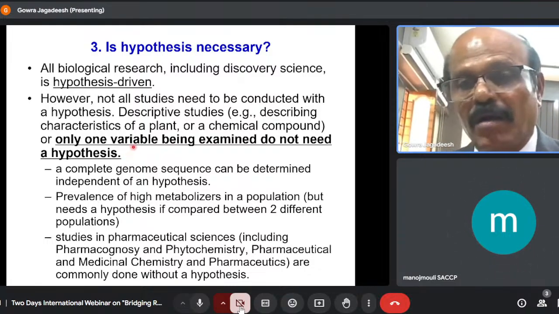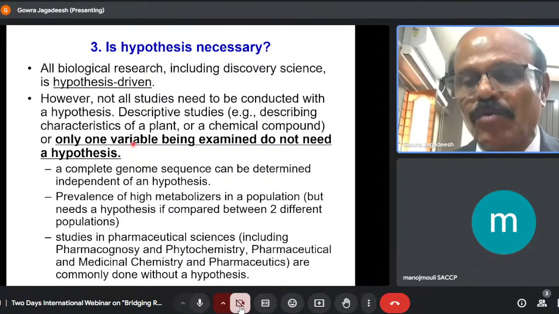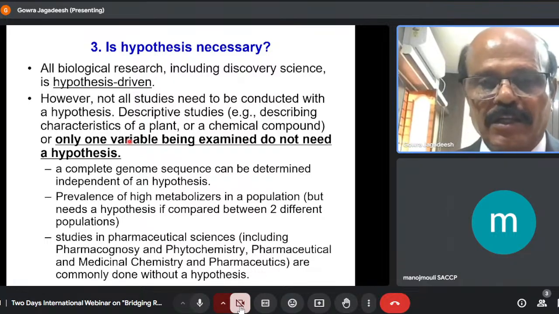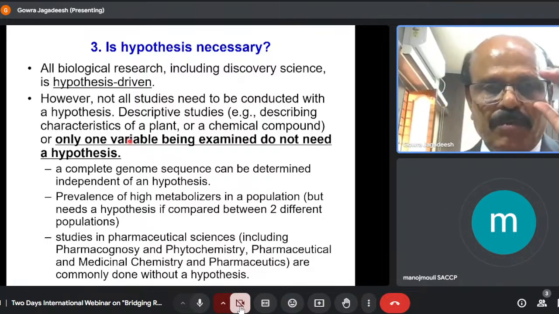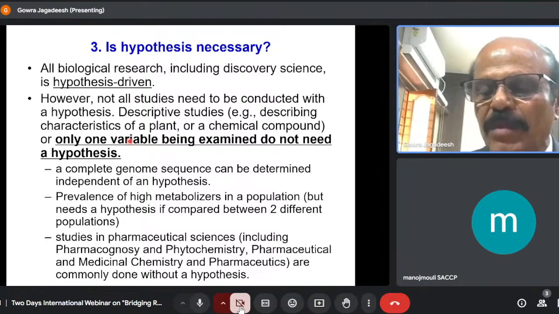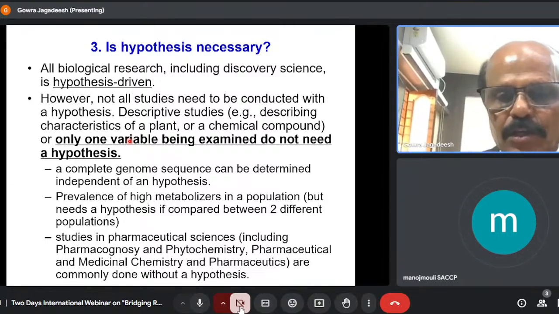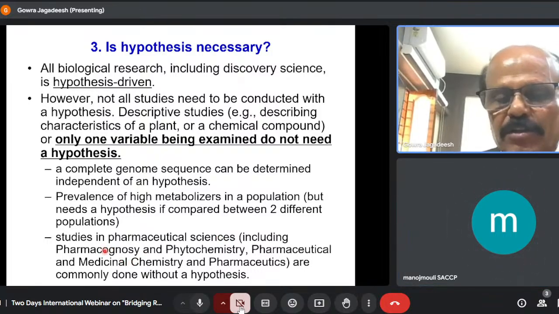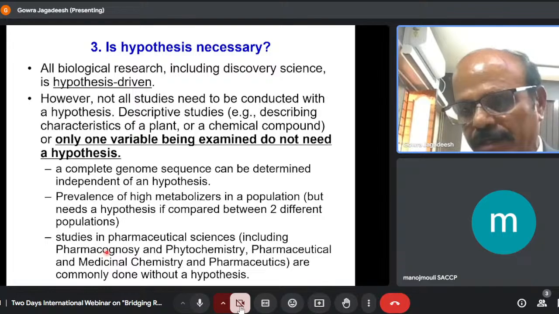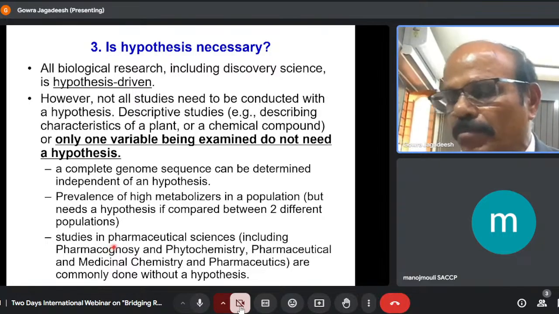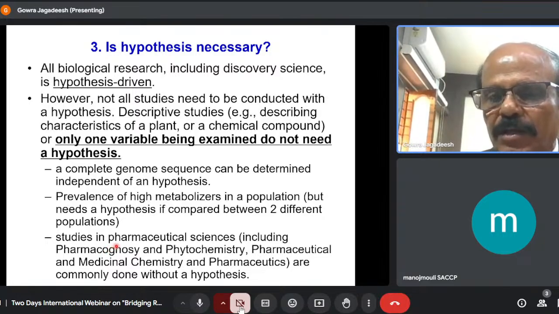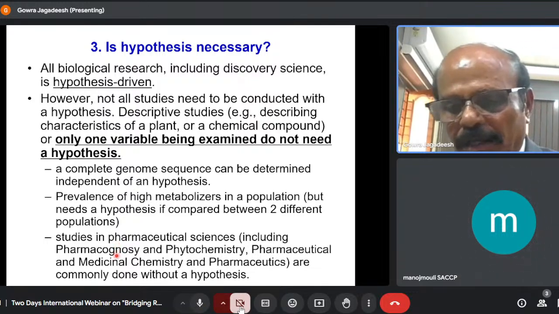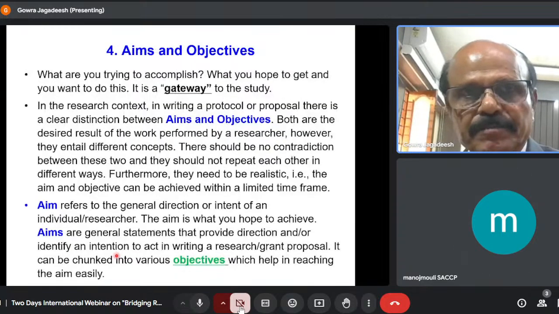If you want to compare among all the 5 groups for some activity, you need a hypothesis saying that compound number 2 or compound number 5 is better than 1 or 2, or the reference compound. But just synthesis of a molecule, an NCE, you don't need it. Same thing with the people who are doing pure pharmacognosy of a plant material, you don't need it. Some pharmaceutical people are also doing just formulation studies, you don't need a hypothesis. So, by and large, we need it.